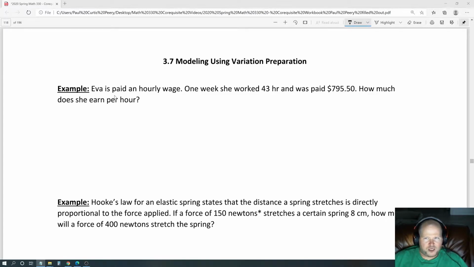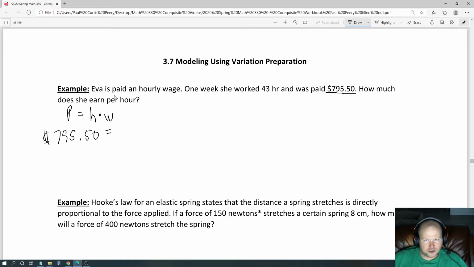Okay, we know this is a direct relationship. So we know we're going to end up with, so this is how much the total pay is. So we could, for instance, say pay is equal to your number of hours worked multiplied by your hourly wage. In this case, we know that when she made $795.50, that was the pay.